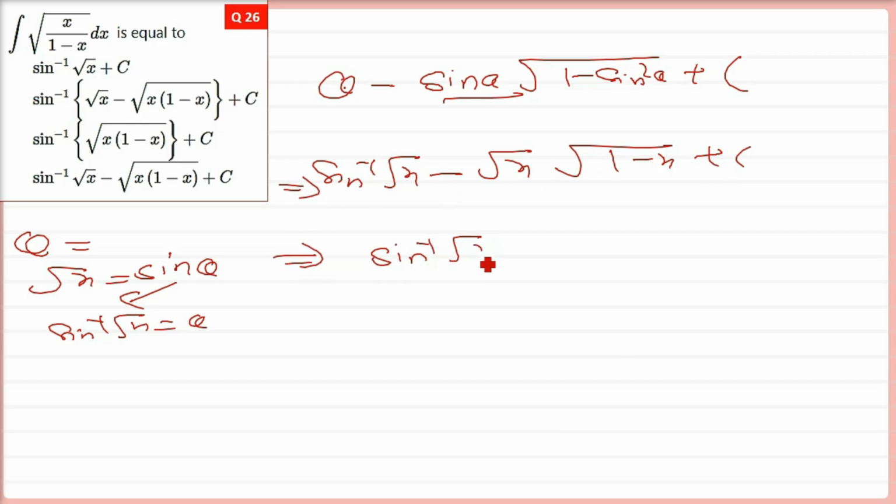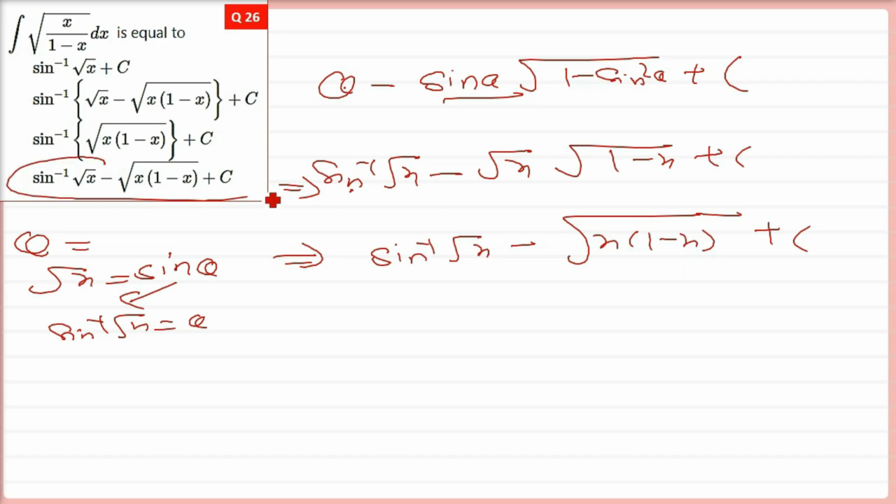It will be sine inverse root x minus root x into root 1 minus x. You can take root x common if you want. You don't want it, let it be like this. Plus constant of integration. I just have to match it with any of the options which are provided. So which one is the correct one? Sine inverse under root x minus under root x into 1 minus x.